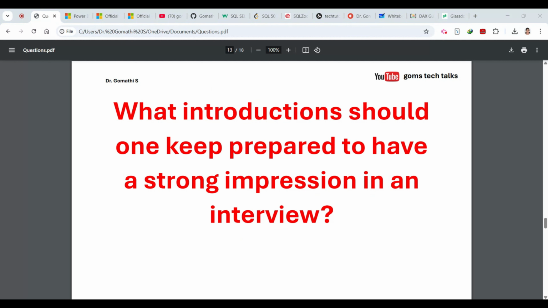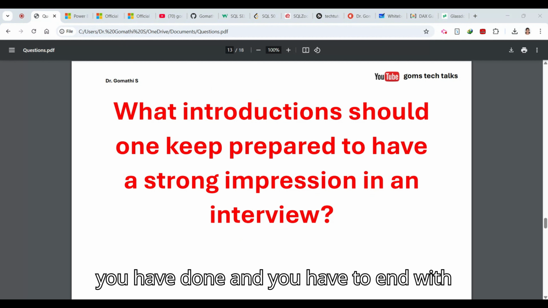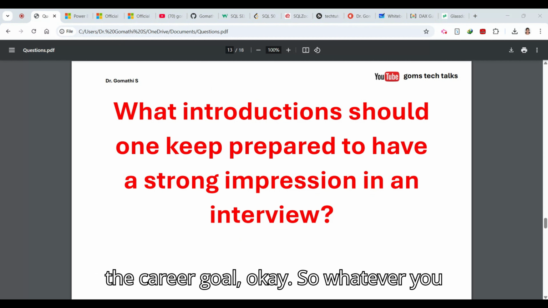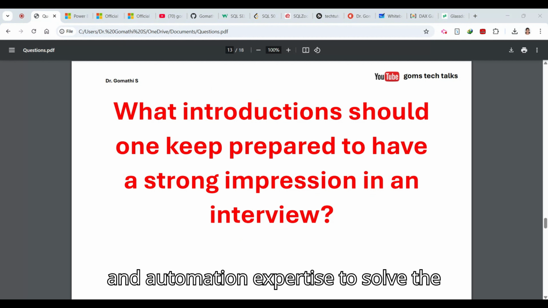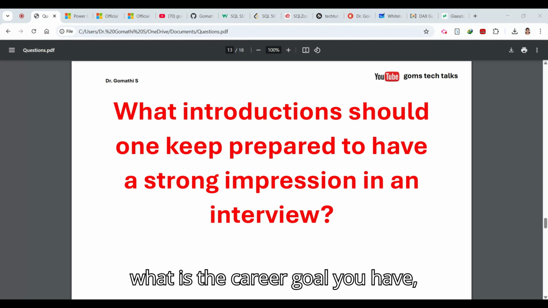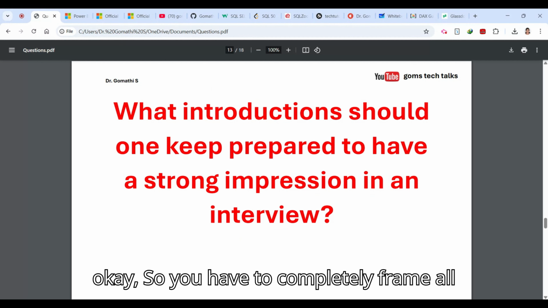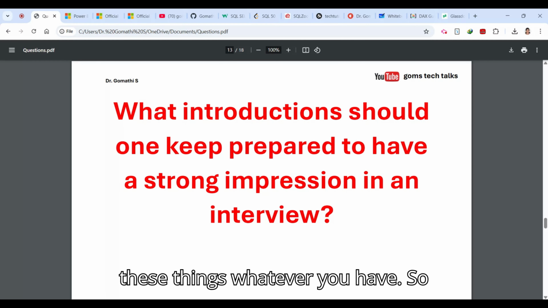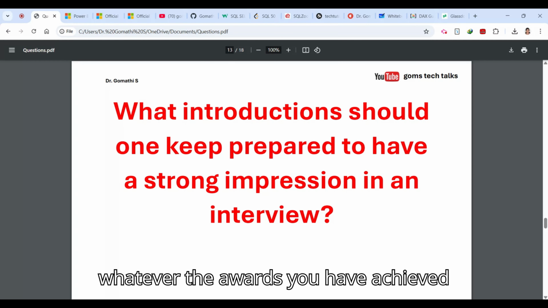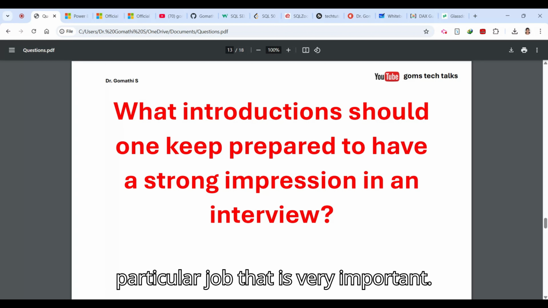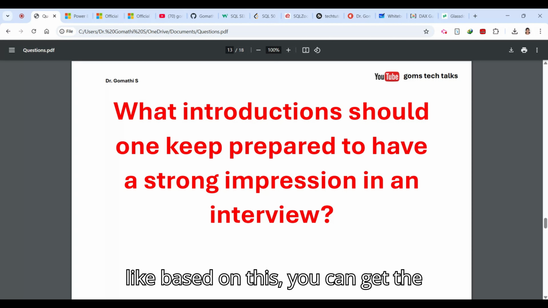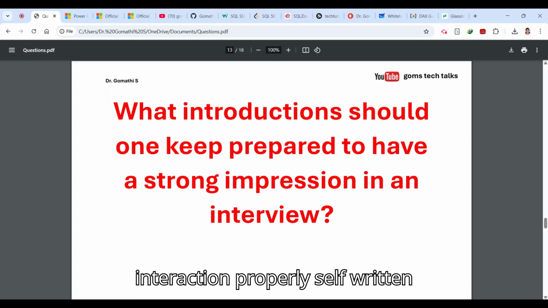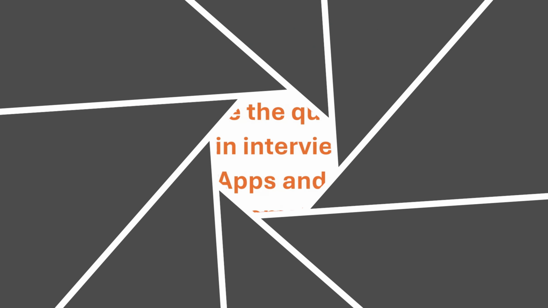You have to mention your major certification and the project which you have done, and you have to end with a career goal. So whatever you have done, you have to end with something like, I'm excited to contribute my analytical skill and automation expertise to solve business problems. So you have to tell what career goal you have. You have to completely frame all these things. Whatever awards you have achieved, everything related to that particular job is very important. So these are the key things. Based on this, you can write your self-introduction properly, and try to rewrite and restructure it.